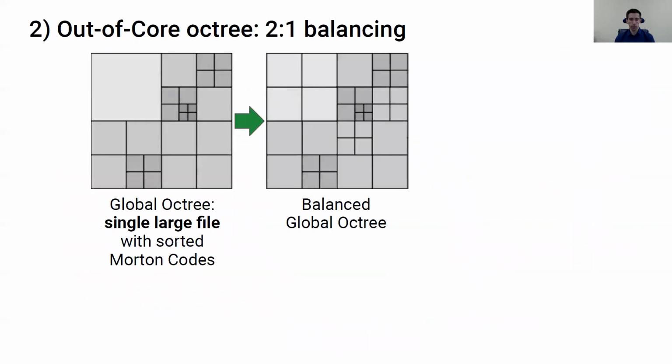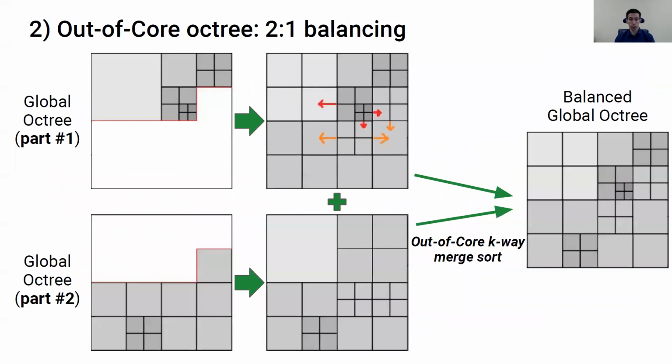Now the octree needs to be balanced. It is impossible to do so over the entire octree at once due to its huge size. Therefore, it is necessary to split the file that stores the global octree into small parts in the form of sorted Morton codes. Then, it becomes possible to balance each of these octree parts independently in an out-of-core fashion. After that, by applying out-of-core k-way merge sort once again, we combine these balanced octree parts into a balanced global octree.